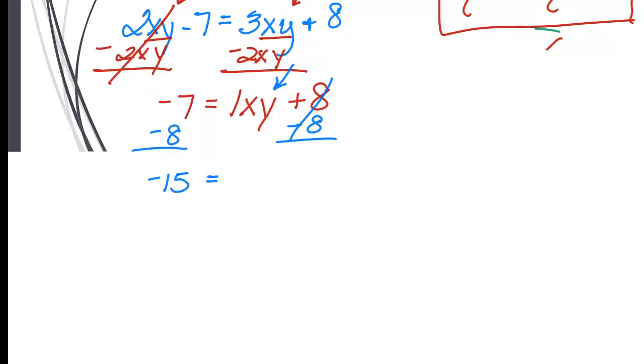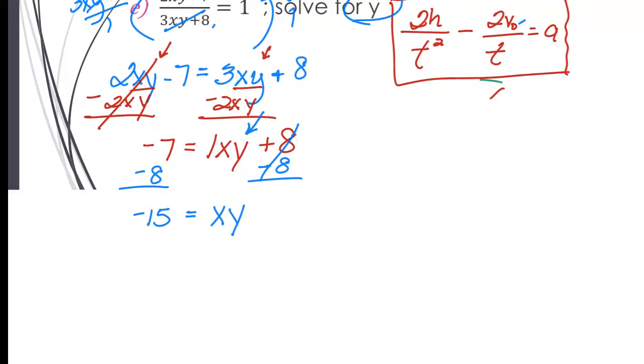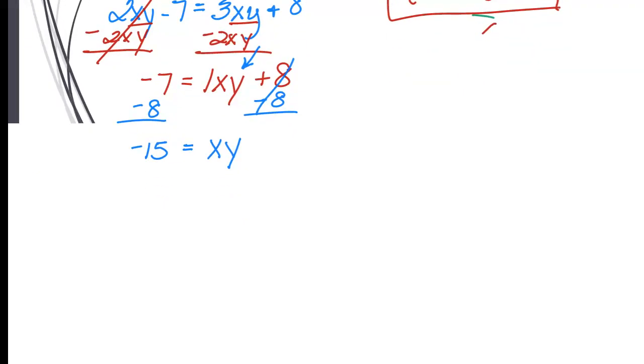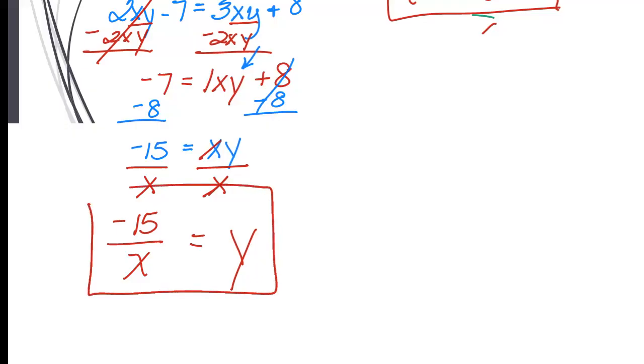I don't really need the 1. I can just do the xy. And I'm trying to solve for y. I want y by itself. What should I do? Jesse? Divide by x. Did you say that? Or was that him? Who said that? Oh, well, yeah, I heard both. So divide by x because it's being multiplied by. X's cancel out. Y is equal to negative 15 divided by x. There it is.